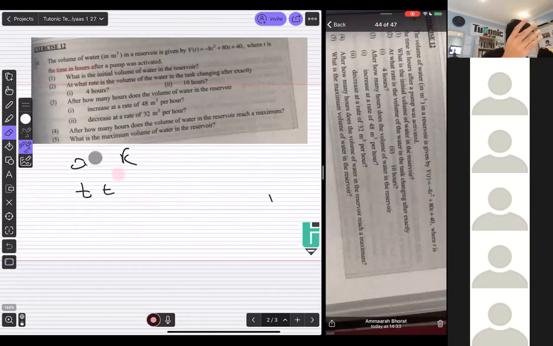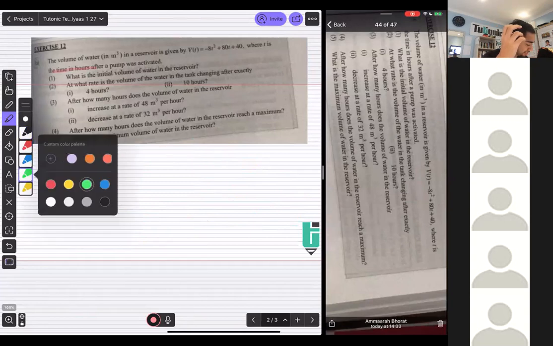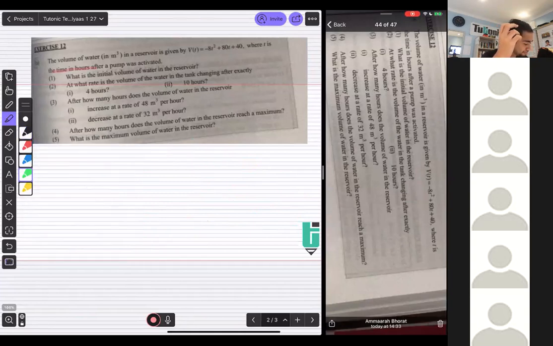Okay. Now it says, what's the initial volume? What's the initial volume? So how would you work out the initial volume? Amara, what would you say is the initial volume, given that you understand the equation?